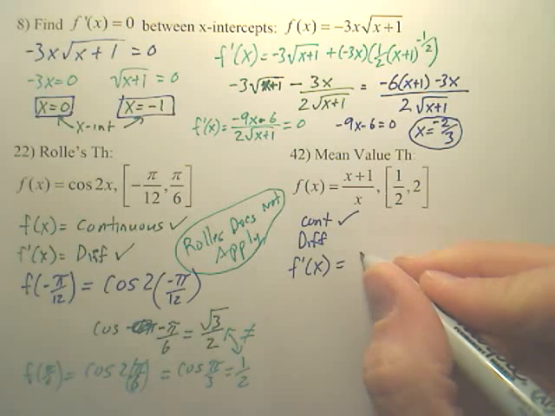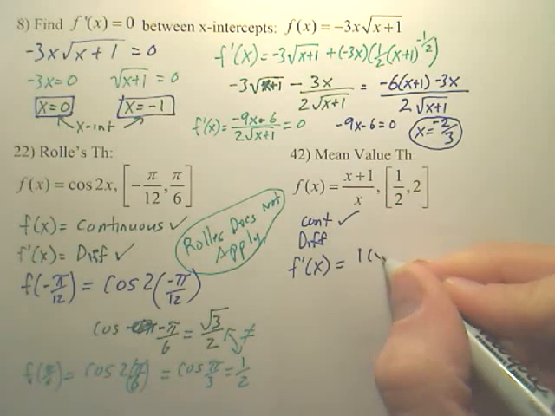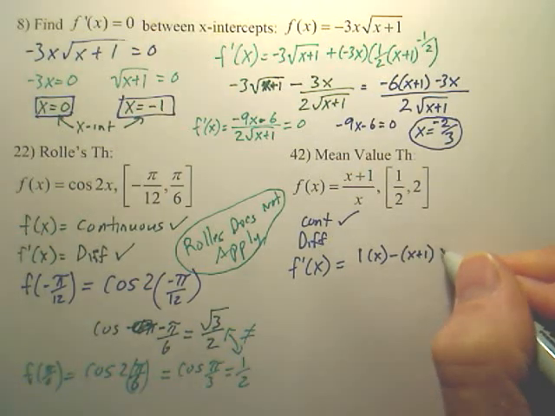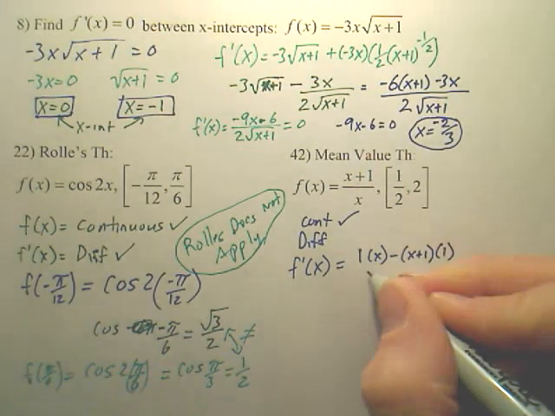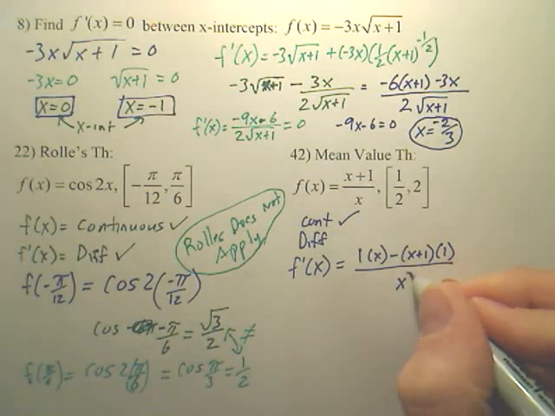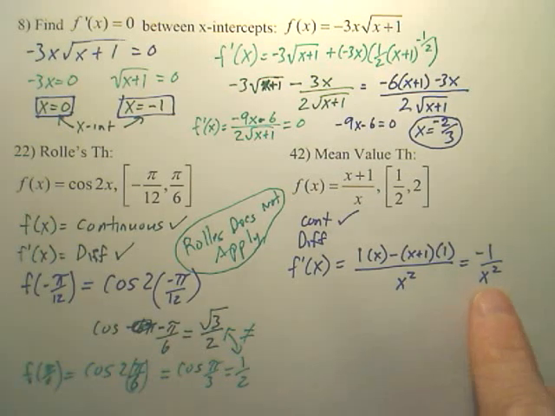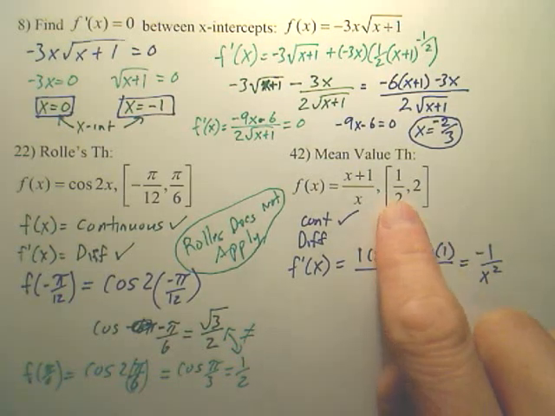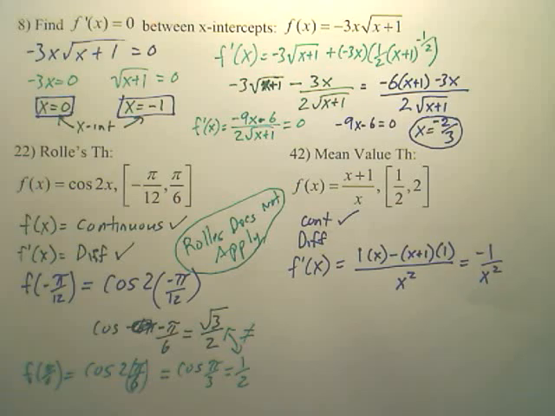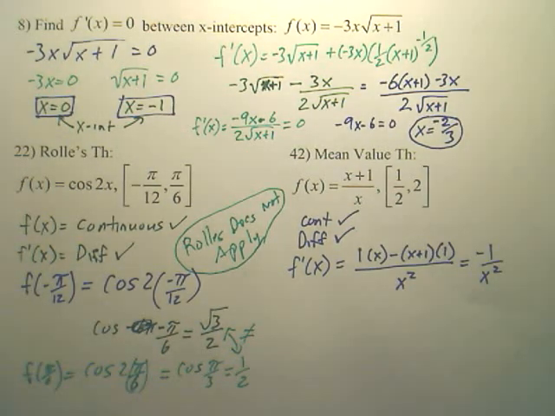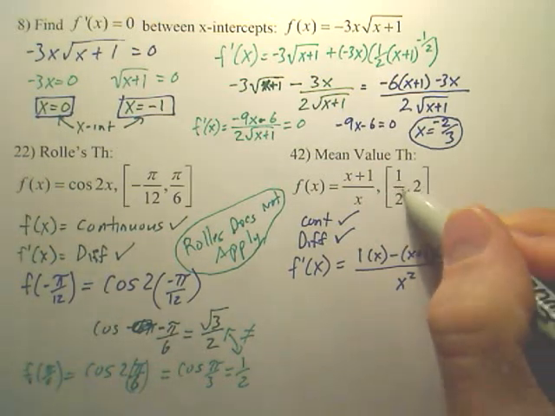This would be 1 times x minus x plus 1 times 1 over x squared, which is negative 1 over x squared. Now, is this differentiable on the interval? Yeah, the only place it's not differentiable is at 0. So this is differentiable. So now we just need to find the slope between these 2 points and set it equal to this.